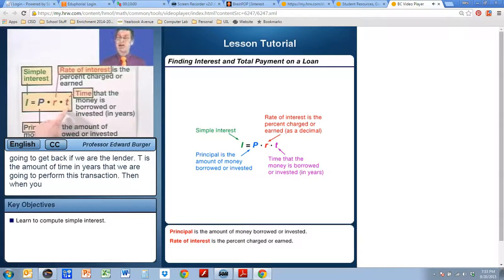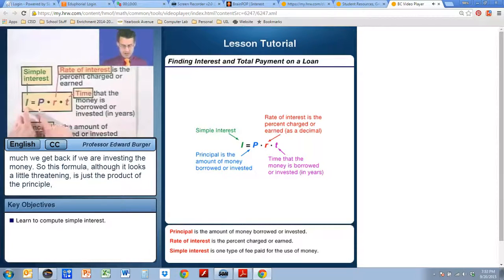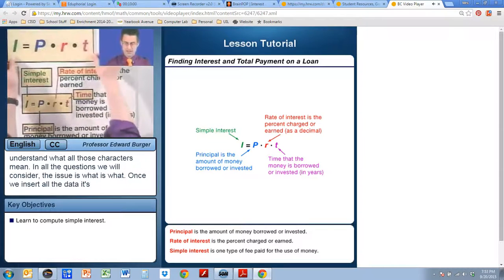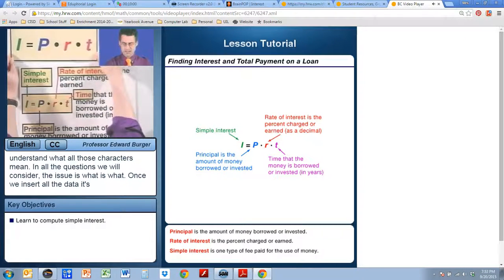T is the amount of time in years that we're going to actually perform this transaction. And when you multiply all those 3 numbers together, what you get is the simple interest. How much we have to pay if we're buying the money, or how much we get back if we're investing the money. So this formula, although it looks a little bit threatening, is just the product of the principal, the rate, and the time, and that produces the simple interest. I'm going to abbreviate that so we can look at it together, and we understand what all of those characters mean.